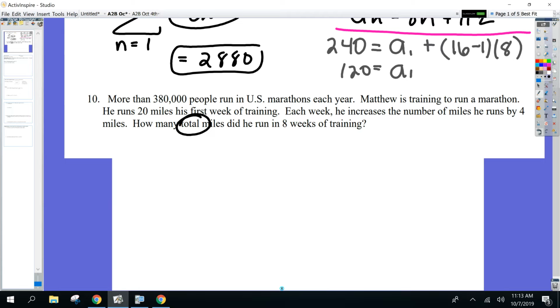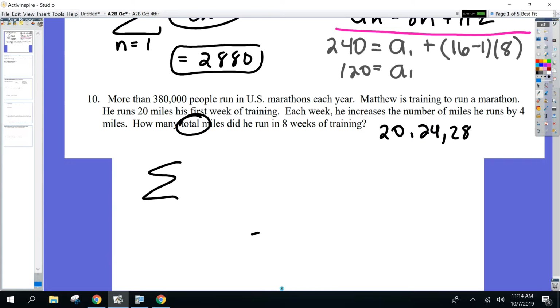Okay, write a couple terms in my sequence here, because I like to see the numbers written out. So I know I start with 20 miles. What about week 2? 24, 28. I just like to see a couple numbers in the sequence. And I want to know what they all add up to when I get to the 8th week. Why arithmetic here? Why is it arithmetic? Okay, it's going up by 4.